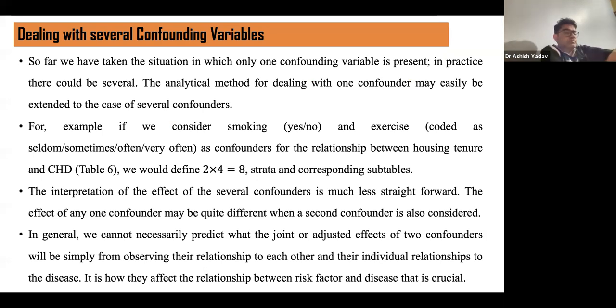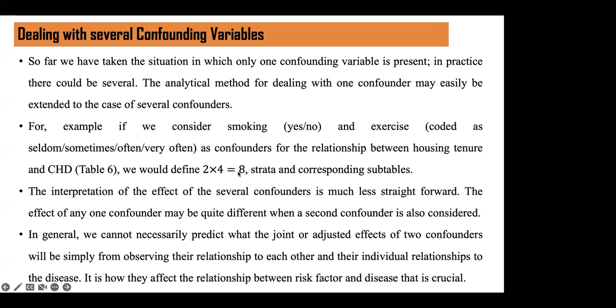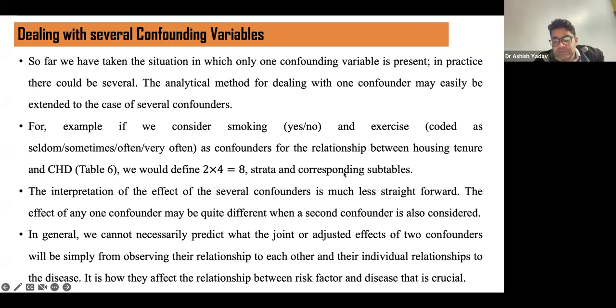Now, as you people were asking, there can be more than one confounder. So if there are several confounders, how do we find out the real effect? For example, consider smoking, yes or no, and exercise coded as seldom, sometimes, often, very often as confounders. For the relationship between housing tenure and CSG, table 6, we would define 8 strata and corresponding subtables. In that case, how can we find out the confounding of table number 6?